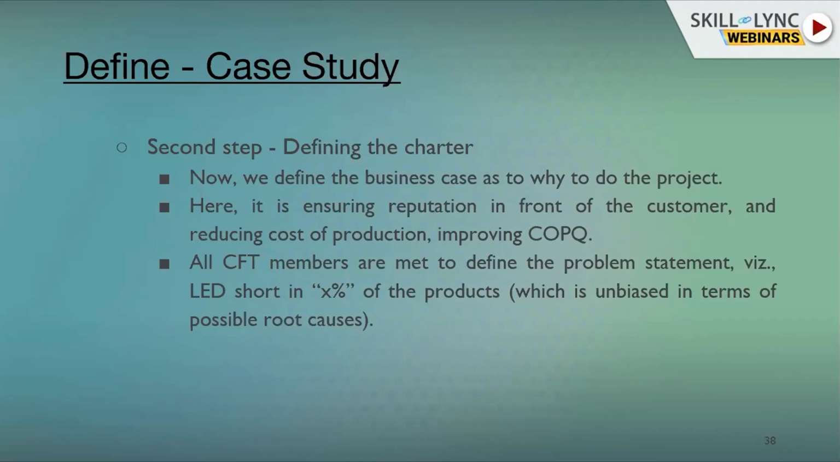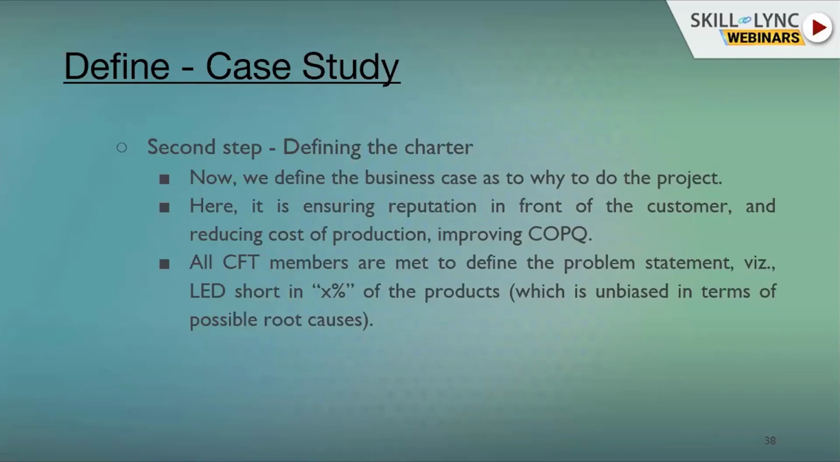Okay, second step is defining the charter. Now we defined the business case as to why to do this project. Like I told you, what, why, how, when. So we define why we are doing this particular project, define the problem statement. And what it was here was repetition in front of the customer. That is why we are doing this project.